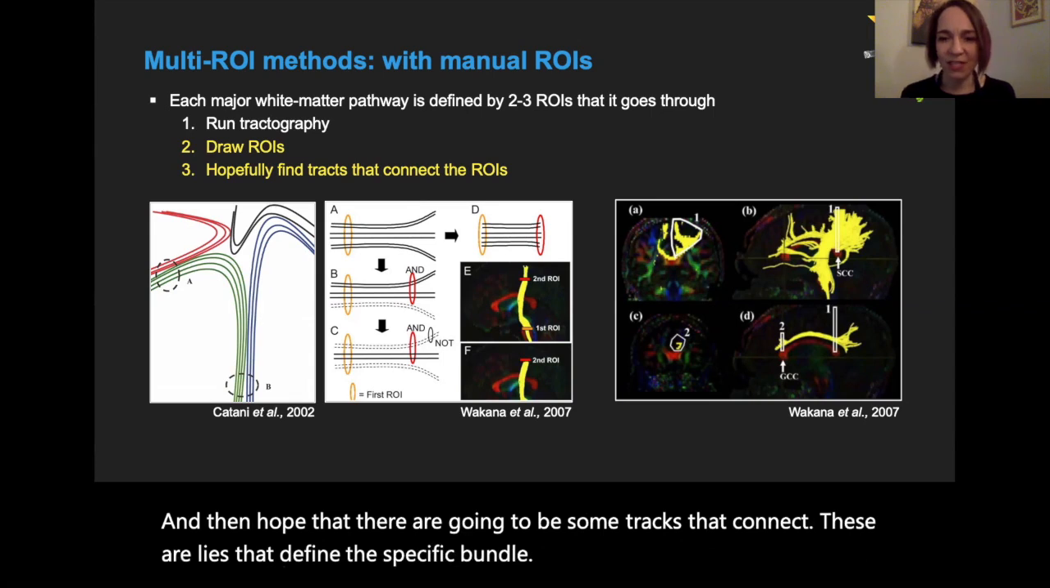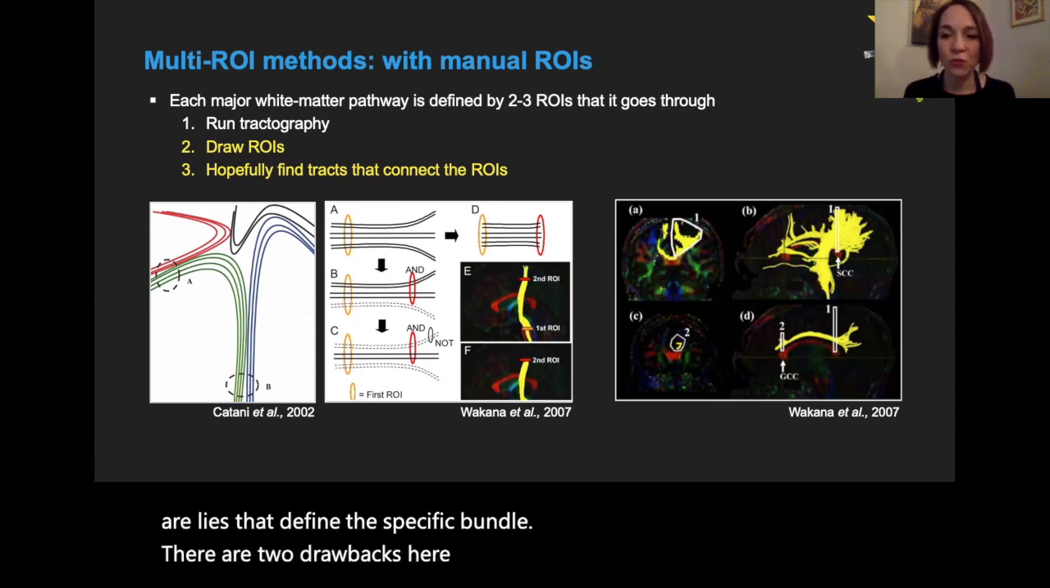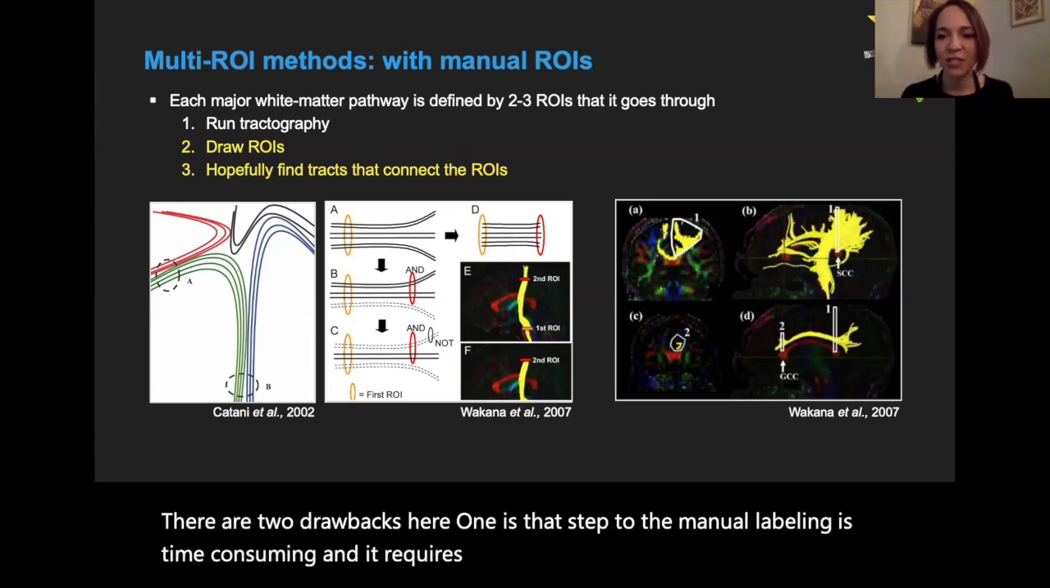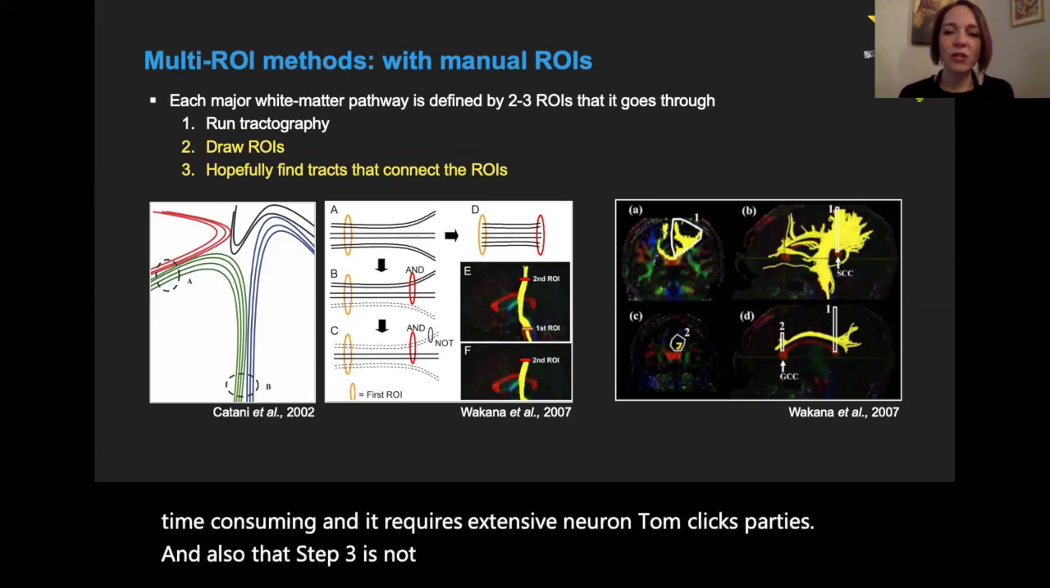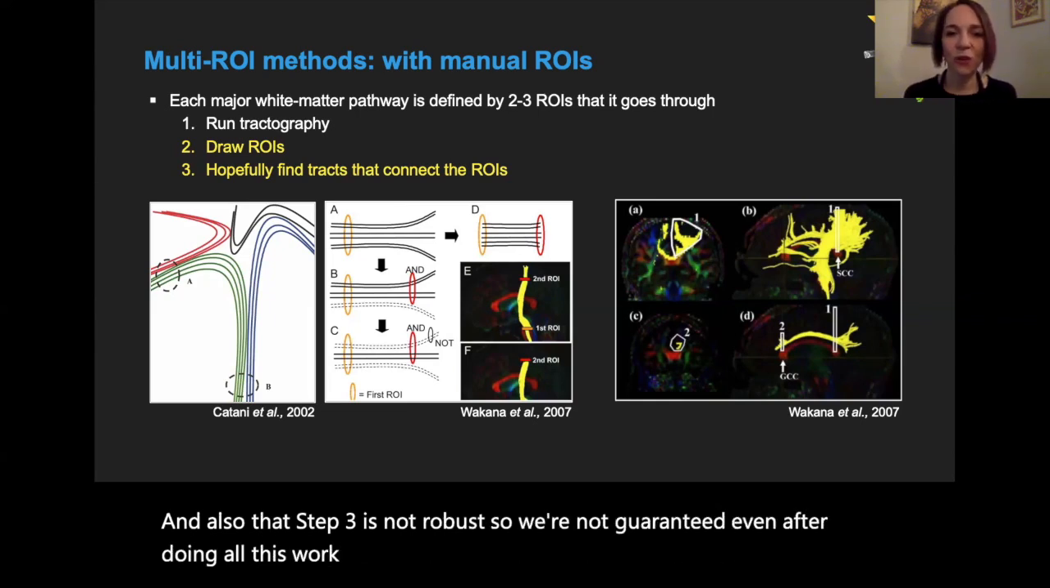There are two drawbacks here. One is that step 2, the manual labeling, is time consuming and it requires extensive neuroanatomical expertise. And also that step 3 is not robust. So we are not guaranteed, even after doing all this work, that we will find tracks that go through all the ROIs.